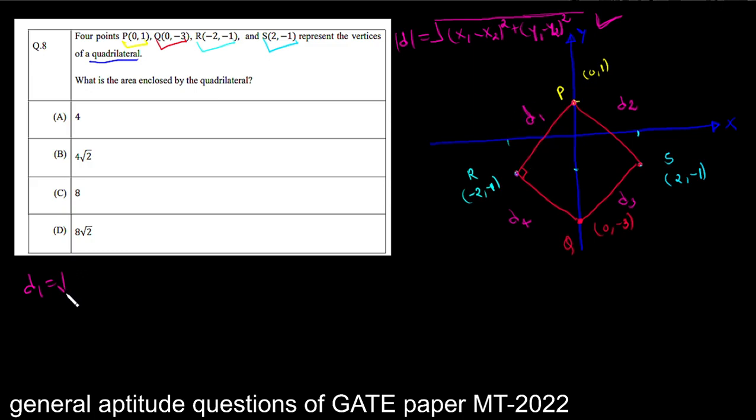So now let's find it here. We have to put this under root sign, and here our x coordinate is 0 here, and here negative 2. So we have to subtract negative 2 from 0. So it will turn out to be plus 2, and the square of 2 is 4.